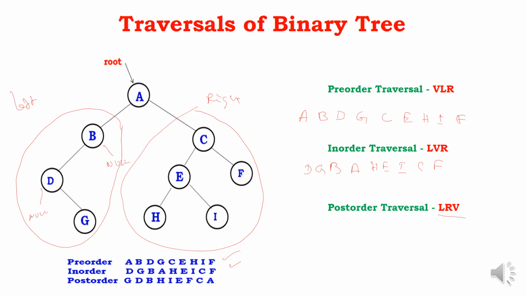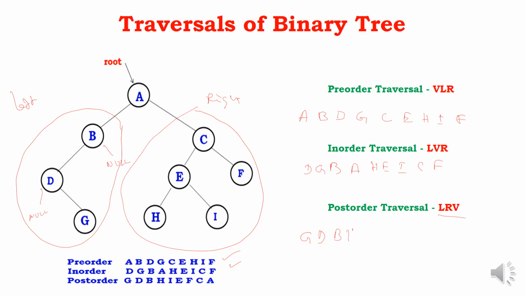Traverse left subtree in post-order, traverse right subtree in post-order, and visit the root node. Left subtree in post-order: left, right, root. There is no left. Right is there, root is there. G, D. Then left is over, right is null, root node B. Then the right subtree.